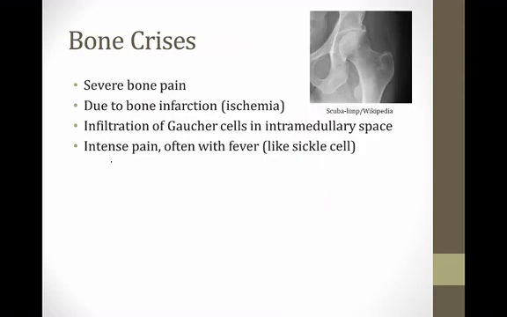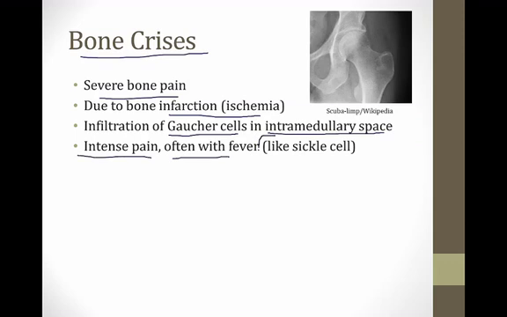I mentioned before that the bones can be involved in Gaucher's disease, but I want to mention now that children with this condition often develop what's called a bone crisis. This is severe bone pain due to infarction and ischemia, usually of the joint. It results from the infiltration of enlarged Gaucher cells, those big macrophages, into the intramedullary space. It results in intense pain, often with fever, and it can look a lot like sickle cell anemia, and that's because the pathophysiology is somewhat similar. It's abnormal cells that are clogging up the vasculature and resulting in bone ischemia.